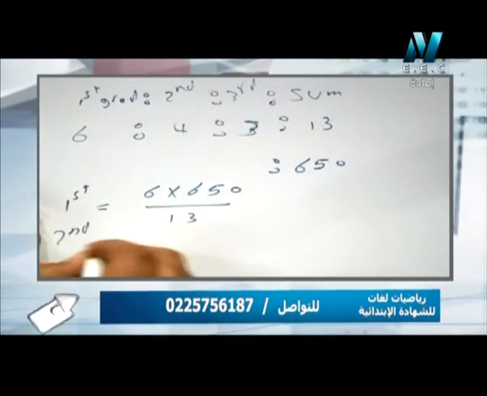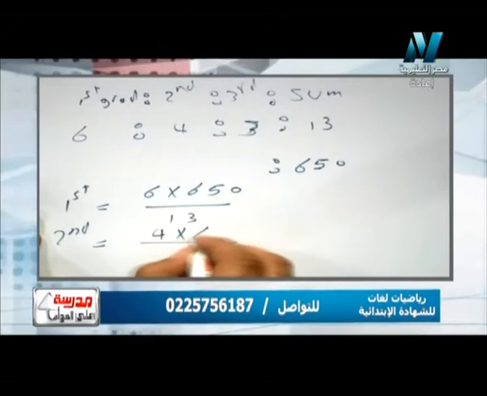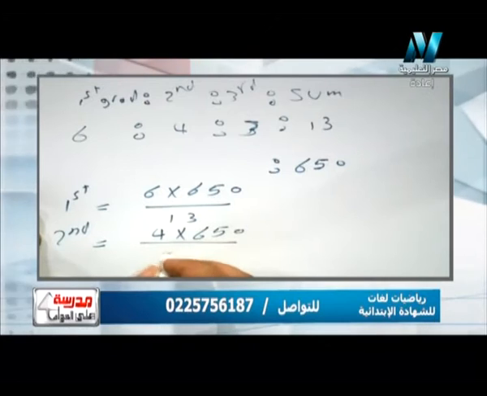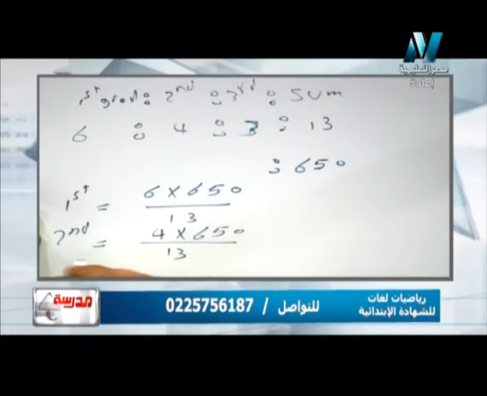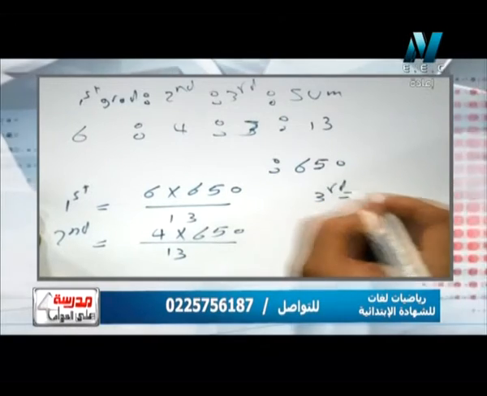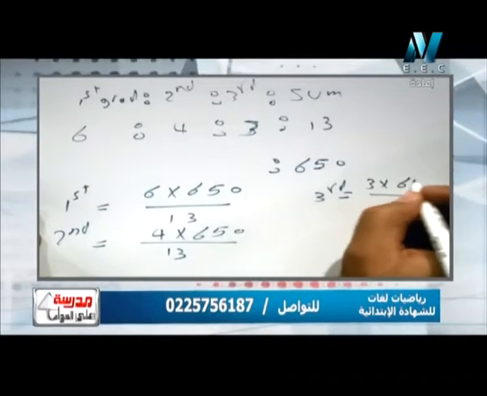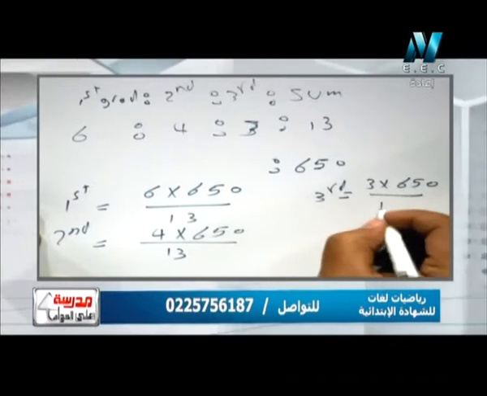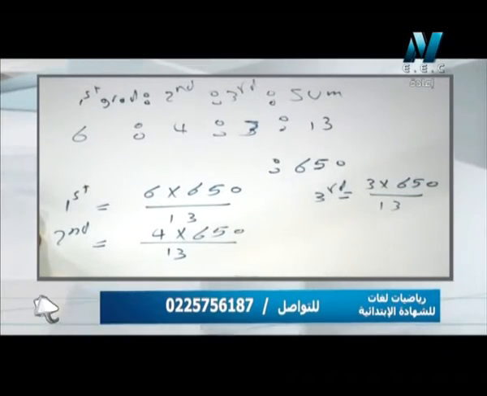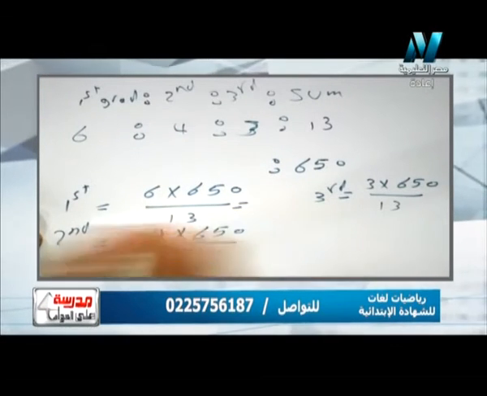6 times 650 over 13. Second, yes, by the same way as we explained before, 4 times 650 over what? Over 13. And by the same way, we can write the number of the third grade. Yes, 3 times 650 over what? Over 13. Very good.